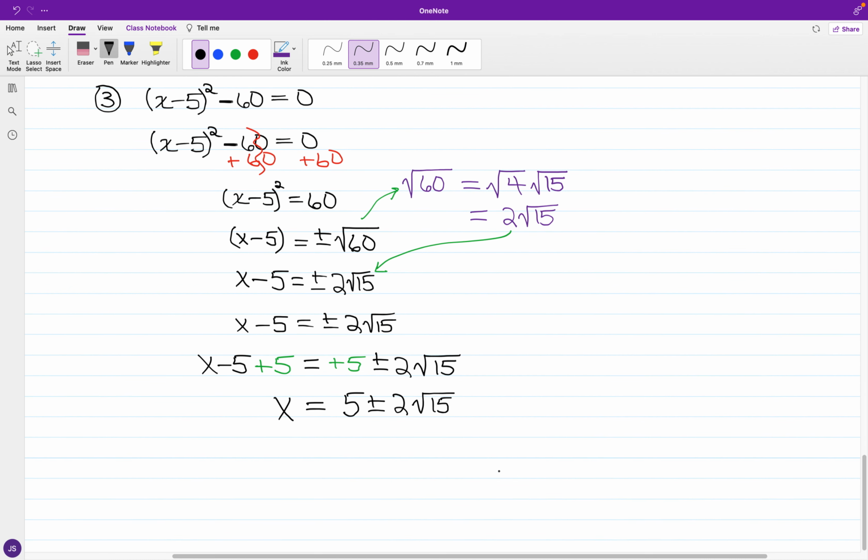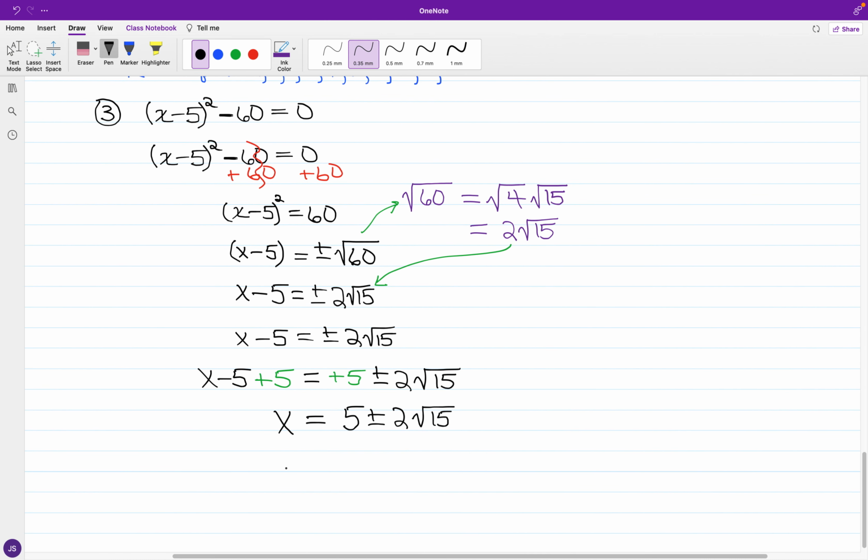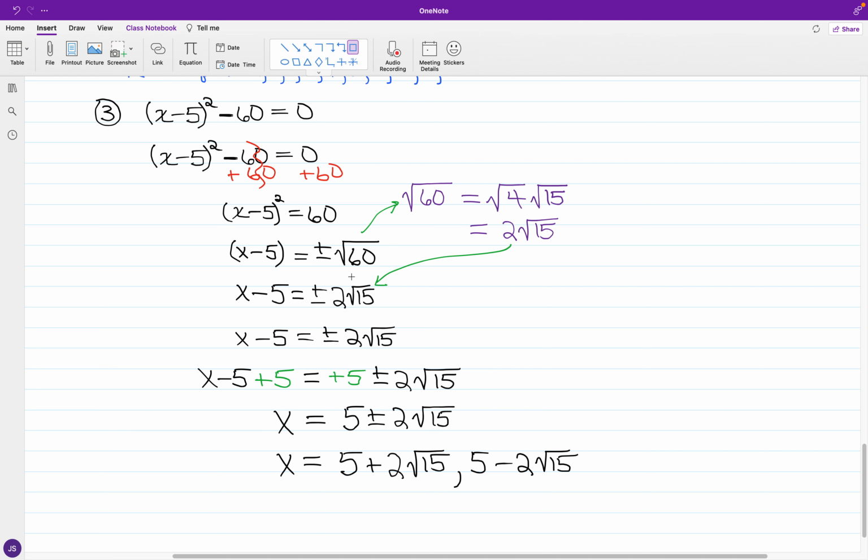And looking at itemizing, since we don't have the plus or minus feature in that, we can say that, just separating in exact terms, we're going to have 5 plus 2 times the square root of 15 at the upper end, and at the lower end we have 5 minus 2 times the square root of 15. So those will be your exact results for this particular quadratic equation.